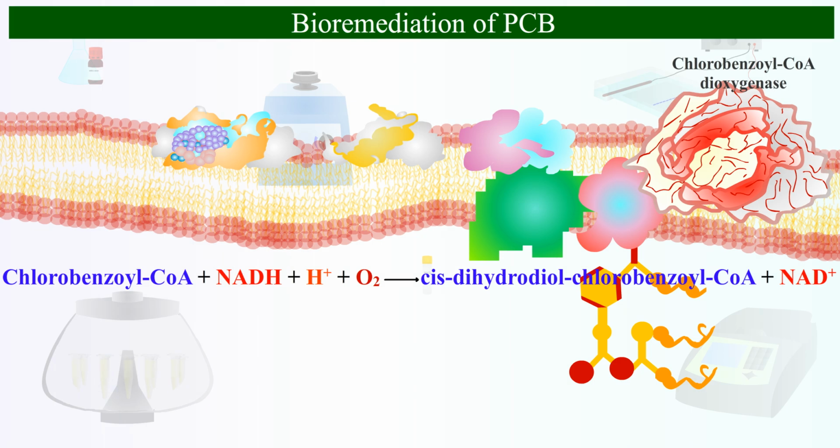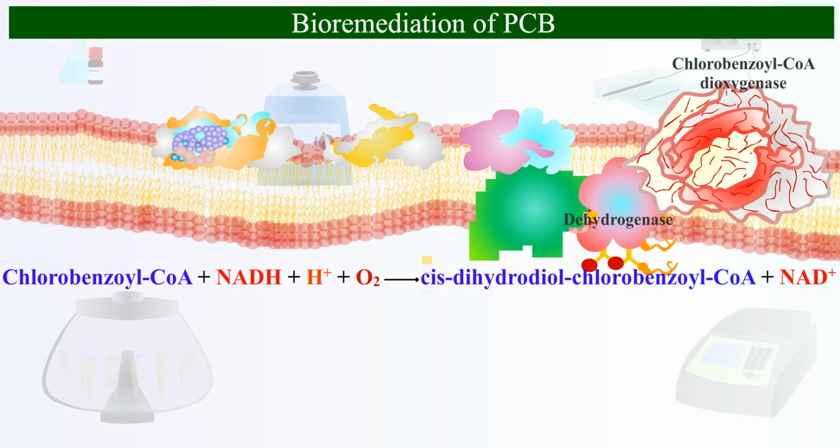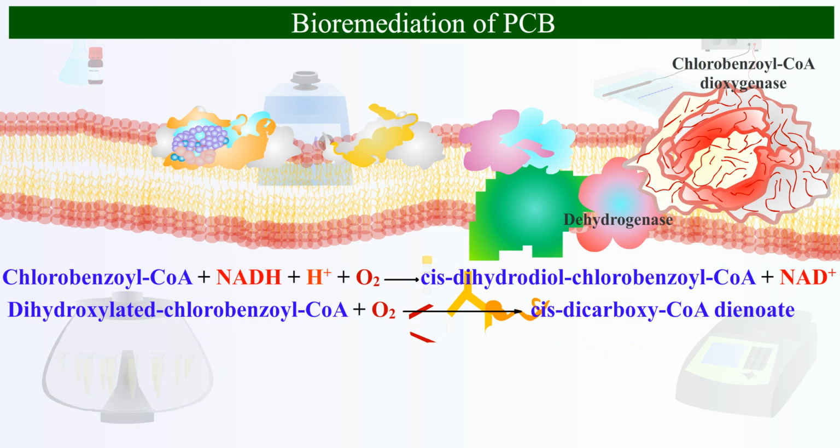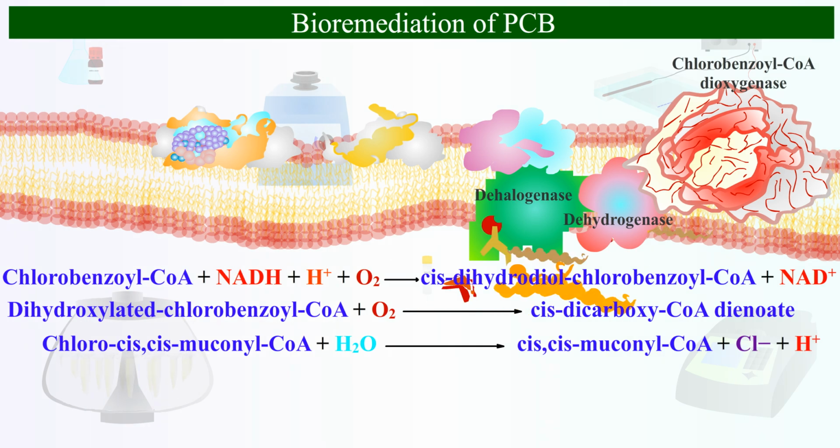NADH, and H+. Dihydrodiol-chlorobenzoyl-CoA and NAD+ formed will be converted to dihydroxylated chlorobenzoyl-CoA and NADH by dehydrogenase. The enzyme dioxygenase will insert oxygen between hydroxylated carbons to open the aromatic ring to produce a linear dicarboxyl-CoA intermediate. The enzyme dehalogenase facilitates the hydrolytic removal of chlorine from the intermediate.